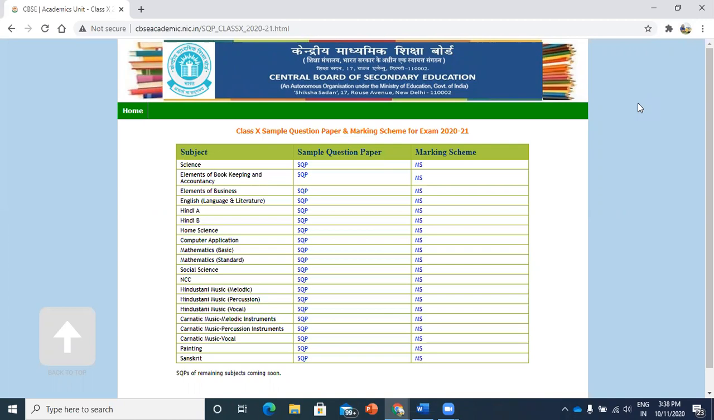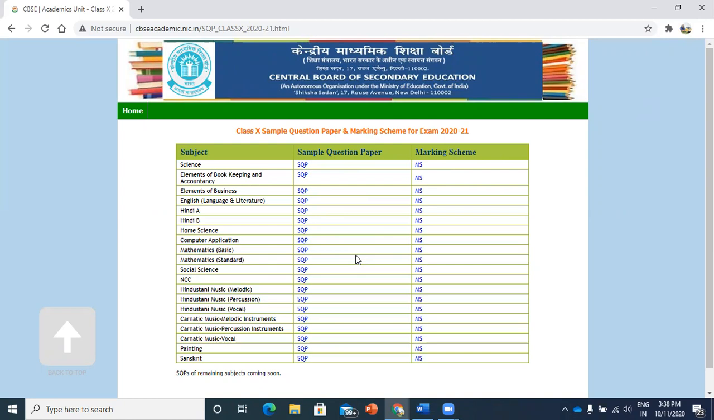So I'm at the CBSE website, cbseacademic.nic.in. Sample papers have been released yesterday, and all the sample papers along with the marking scheme are available here on this website. So it's a good idea to go through this because there is a lot of change that has been introduced and little surprising considering that it's a COVID year.